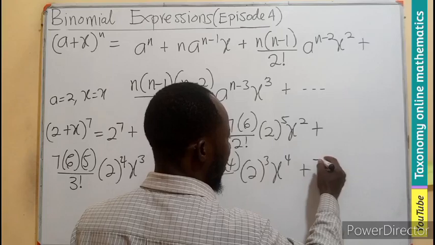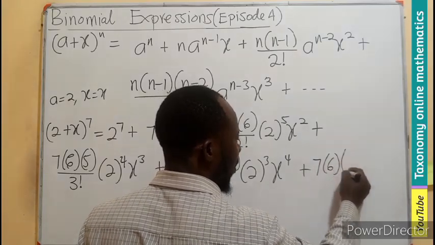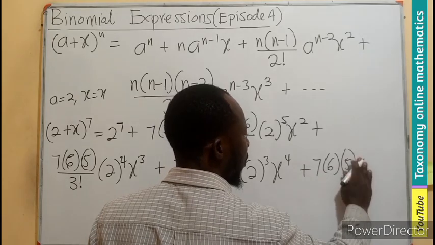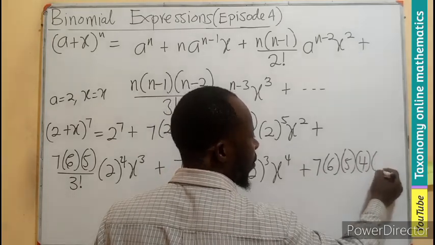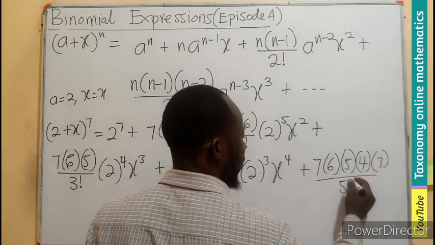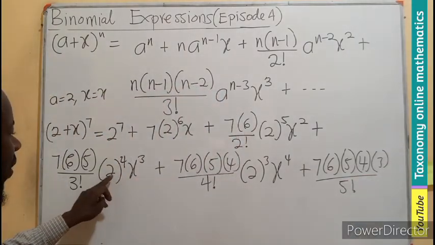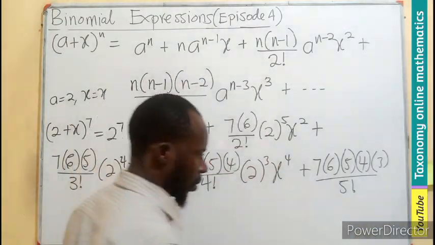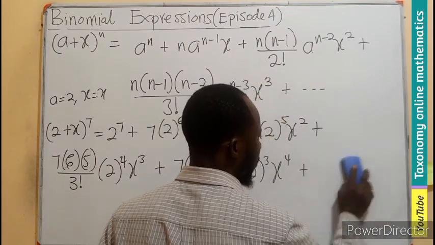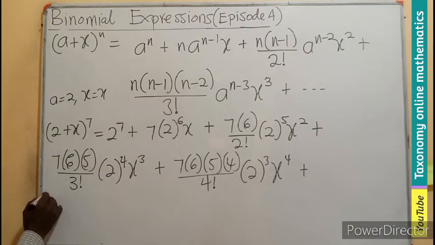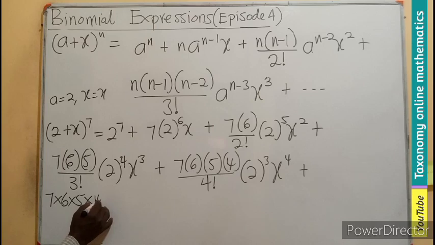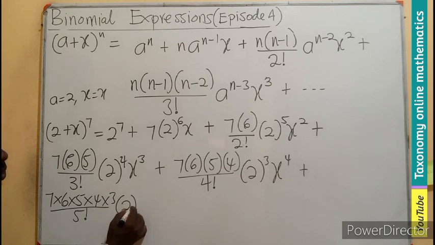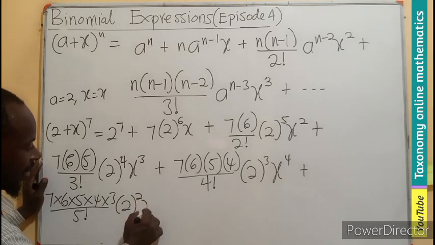Let's go further. 7, 6, 5, 4, 3 divided by 5 factorial. What will be the exponent? 2 exponent of 2. So let's bring it down. That will be 7 times 6 times 5 times 4 times 3, over factorial 5, 2 exponent of 2, our x exponent of 5.